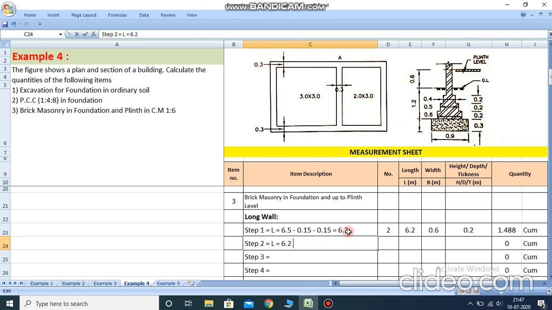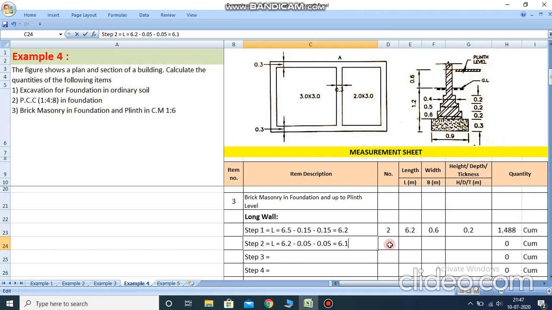Now for step 2, the total length is equal to the first step wall length, which is 6.2. So right here 6.2 minus the difference between the 0.6 meter and 0.5 meter, which is 0.1 meter. So for the left side this offset and for the right side this offset. So here 0.05 and 0.05 on both sides. So for this part 0.05 and for this part 0.05. So 6.2 minus 0.05 minus 0.05, so the total value we got is 6.1 meter.